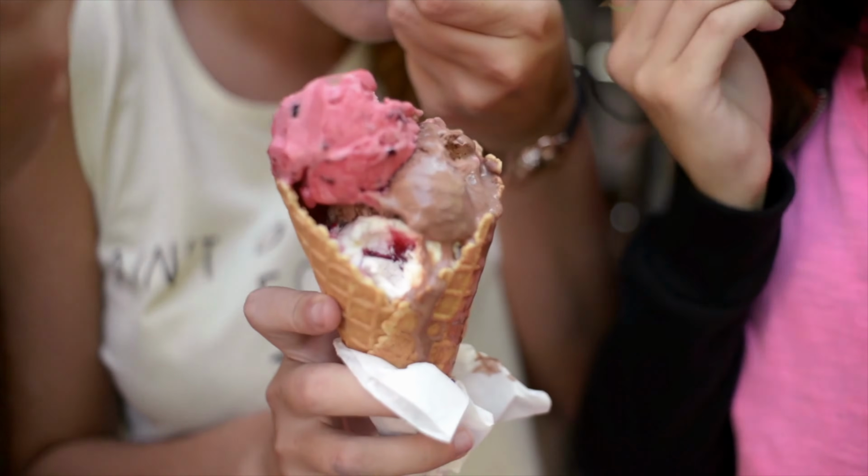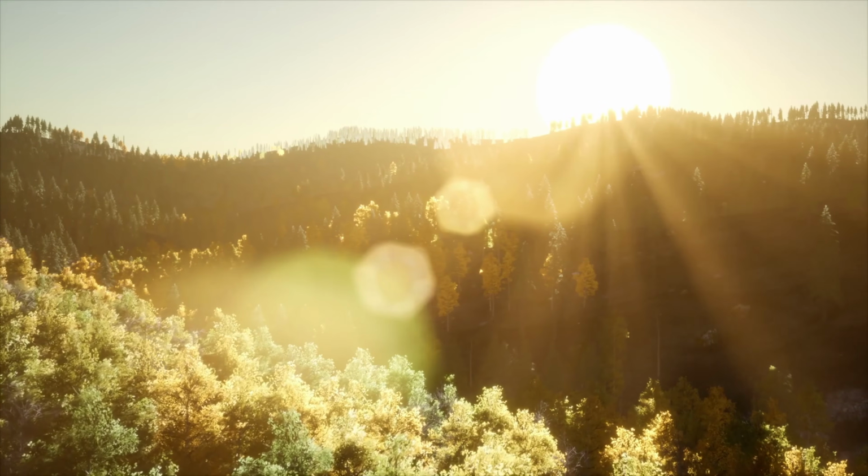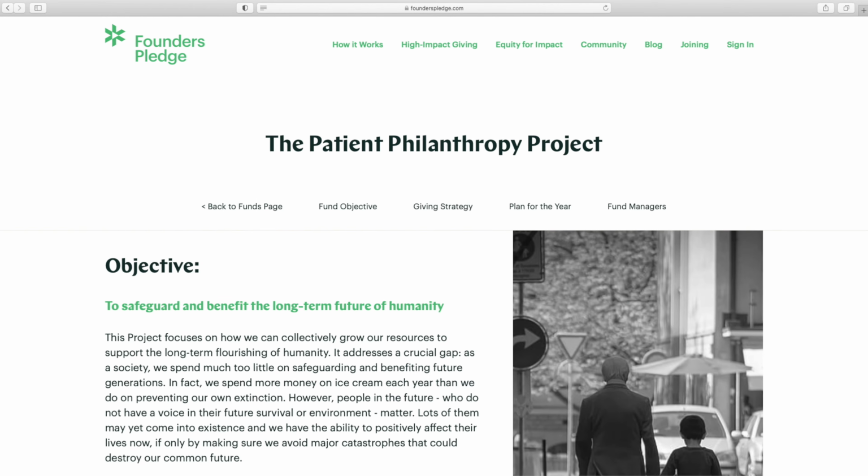Humanity is impatient. Collectively, we spend more on ice cream each year than on preventing our own extinction. And we neglect our own interests and those of future generations in doing so. The new Patient Philanthropy Fund is a first-of-its-kind vehicle designed to compensate for our collective impatience.